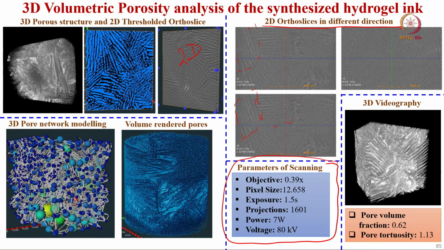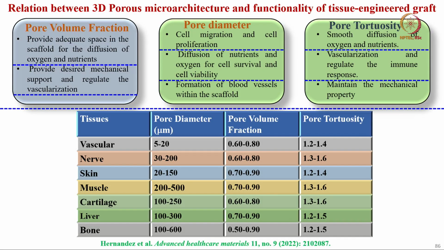These are small crystalline domains which are essentially distributed randomly within these hydrogel scaffolds. So, there are three things that one can effectively quantify, but there are more things one can do also, but I am just showing these three aspects in relation to the 3D porous microarchitecture. One is pore volume fraction, second is pore diameter, and third is pore tortuosity.